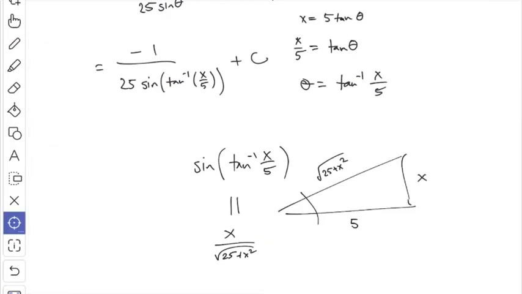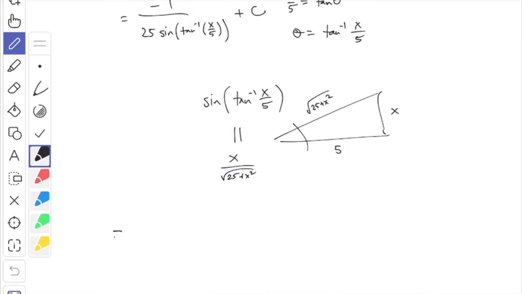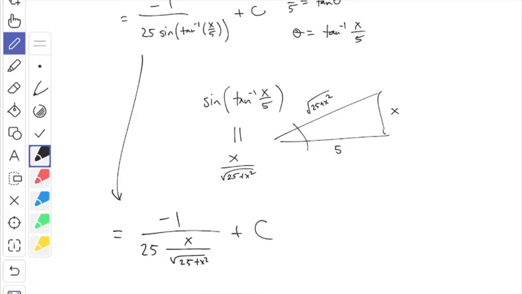So my final answer is, you ready for this? This is really the end. Negative 1 over 25 times this thing, x over square root of 25 plus x squared. Because that's the sine of the inverse tangent of x over 5. Yep. And if you don't like a fraction inside the denominator, you can flip this around. I don't care about this, but you could say it's minus square root of 25 plus x squared over 25x.